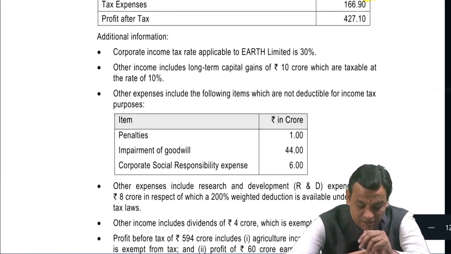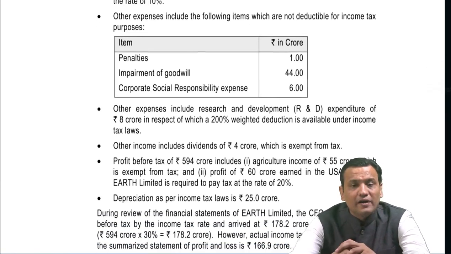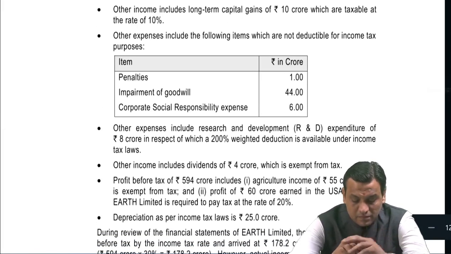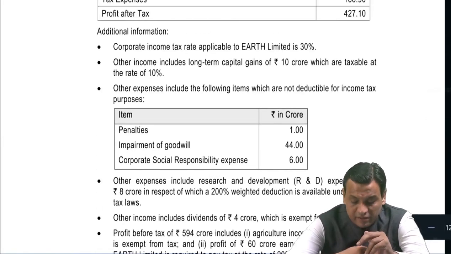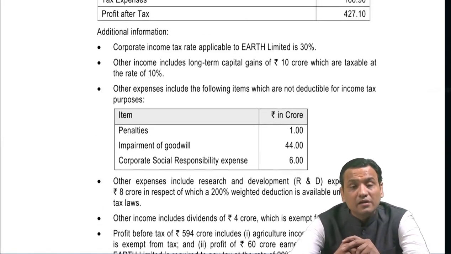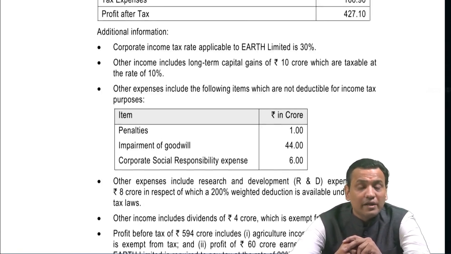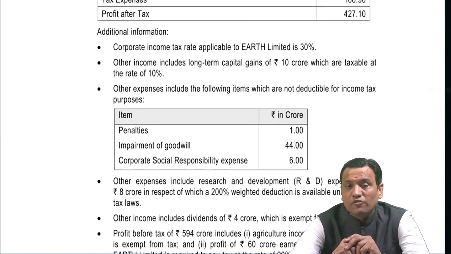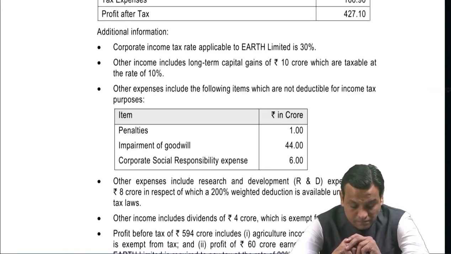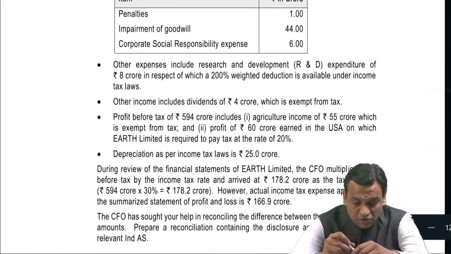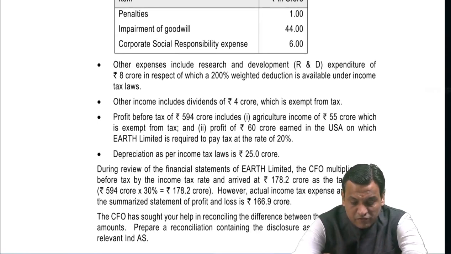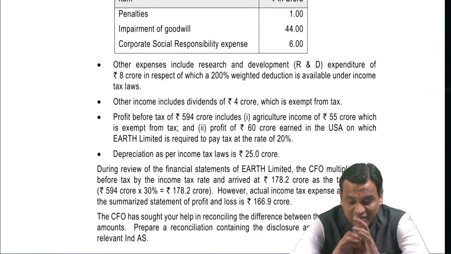The additional information has been given. The corporate income tax rate applicable to Earth Limited is 30%. Other income includes long-term capital gains of 10 crore which are taxable at 10%. Other expenses exclude the following items which are not deductible for income tax purposes: penalties, impairment of goodwill and CSR. Other expenses include research and development of 8 crores, in respect of which a 200% weighted deduction is available under income tax law.